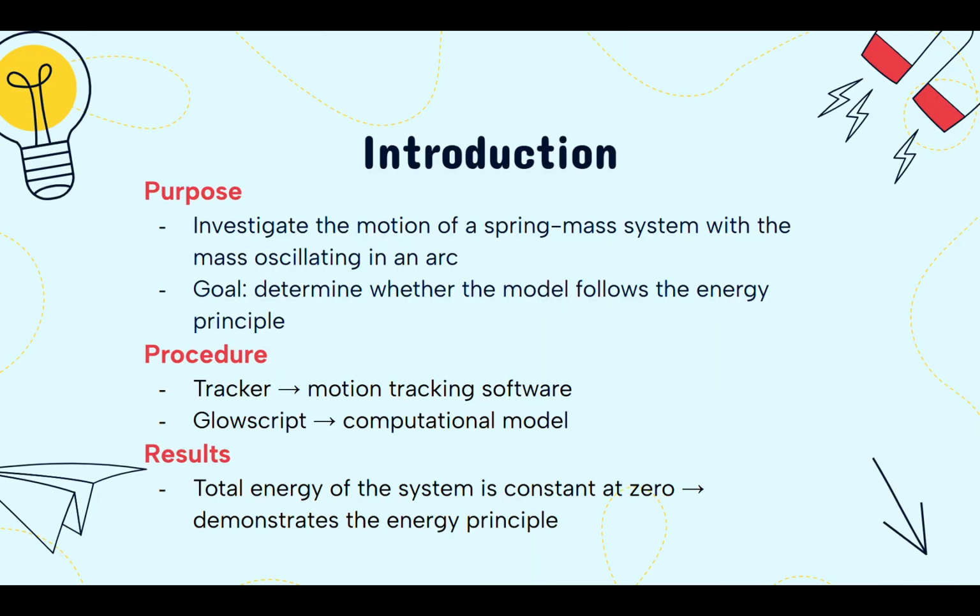This lab aimed to study and investigate the motion of a spring mass system moving in an arc. The goal was to test if the model follows the energy principle, which it did, showing the system's energy remains constant and at zero. I used Tracker to observe and track the motion of the object at the end of the spring from the video, and used GlowScript to create a computational model predicting ideal motion.